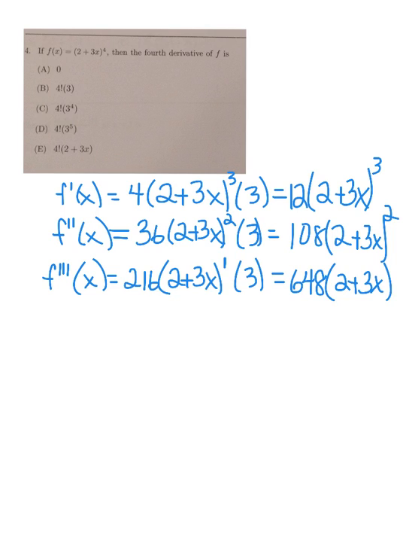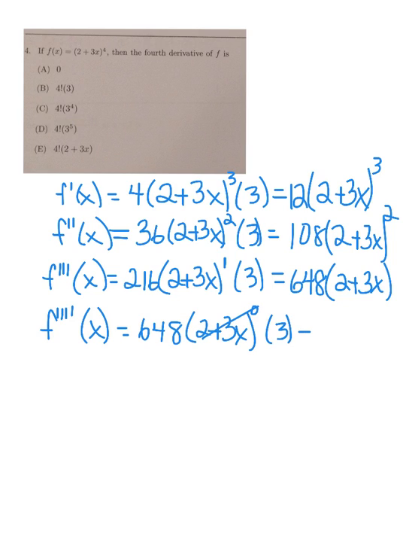All right, so I'm going to have the 1, 2, 3, fourth derivative. That's going to be 648. Now that's technically times (2 plus 3x), that quantity to the 0 power, but remember anything to the 0 power is 1, so that's just going to become a 1. And then we multiply by 3. And that's 1944. Okay, now that is the answer.